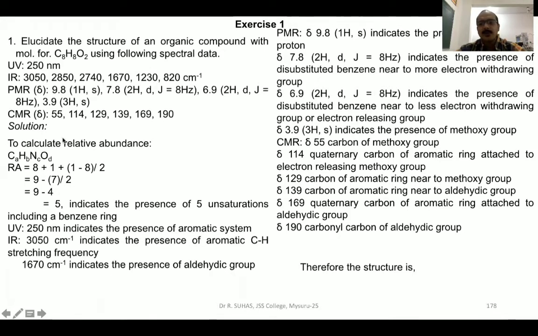Before we go for solving the problem, we have to first calculate the double bond equivalent. For that, the formula is CaHbNcOd. You have to substitute in this: a plus 1 plus c minus b by 2.